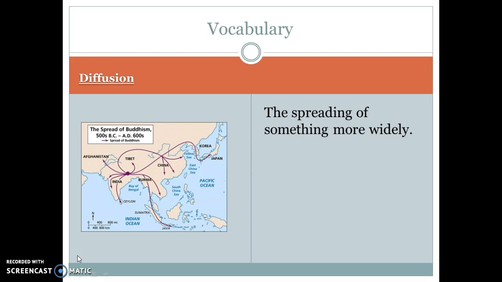Ideas can spread. Religions can spread. Language can spread. Food can spread. But what happens as it spreads? They change. It changes to where it goes. Go ahead.